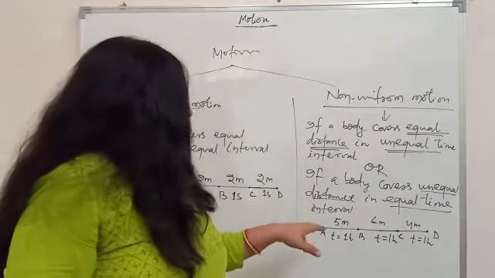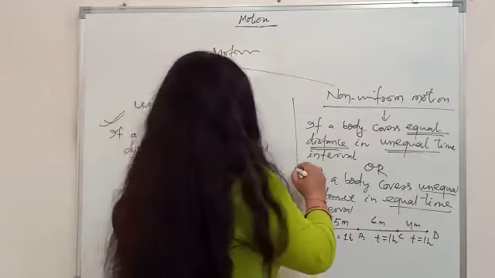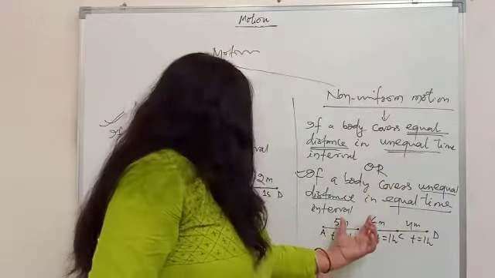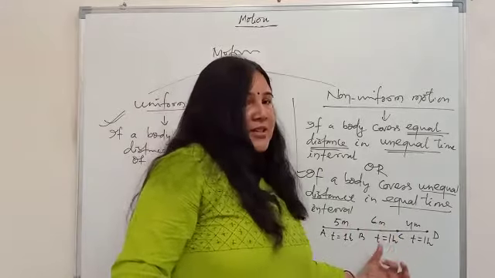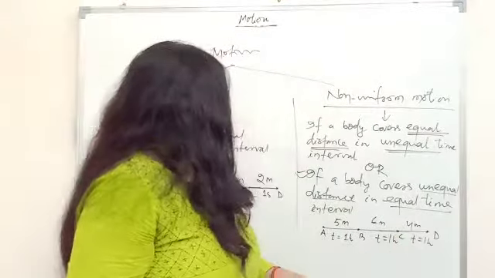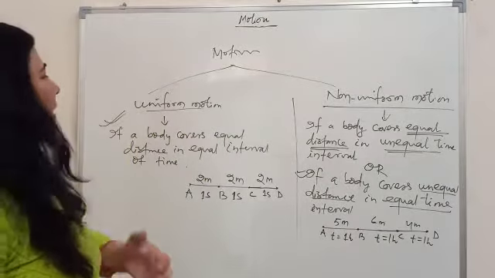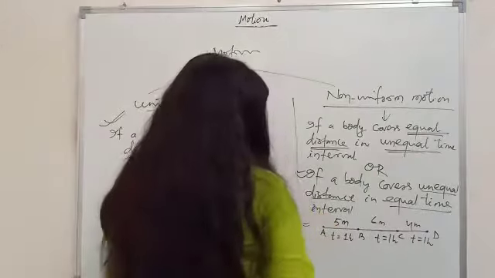So here, the second definition I have written applies: unequal distance but in equal time interval. The distances are unequal, the time interval is the same, a 1 hour gap. This type of motion is called non-uniform motion. So this is the case of non-uniform motion.